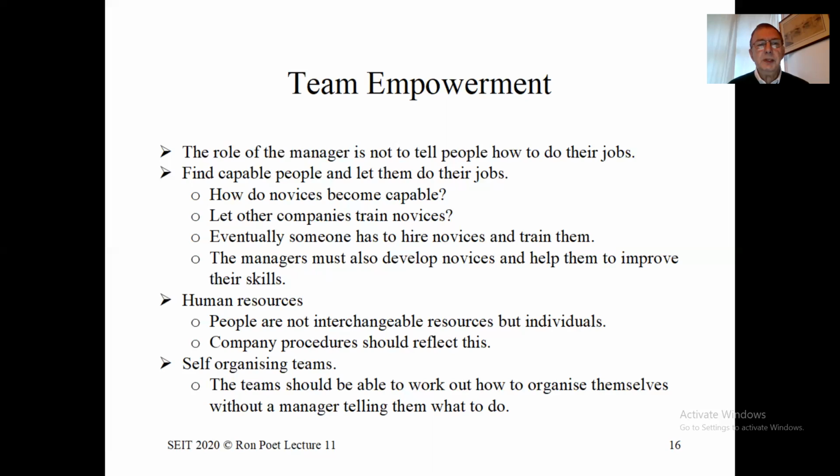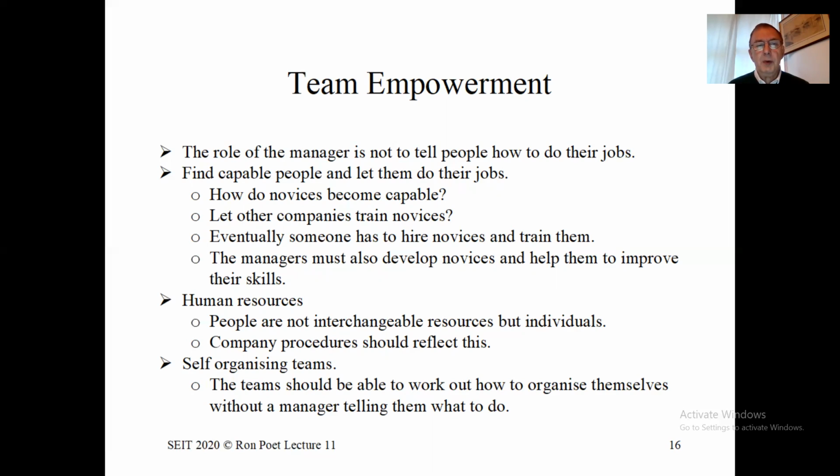Now, human resources is a horrible term that treats people as interchangeable resources, but people are not, they're individuals, and the Agile approach tries to treat people as individuals, and company procedures should reflect this, and it's also the role of the manager to get the best out of each individual's ability.